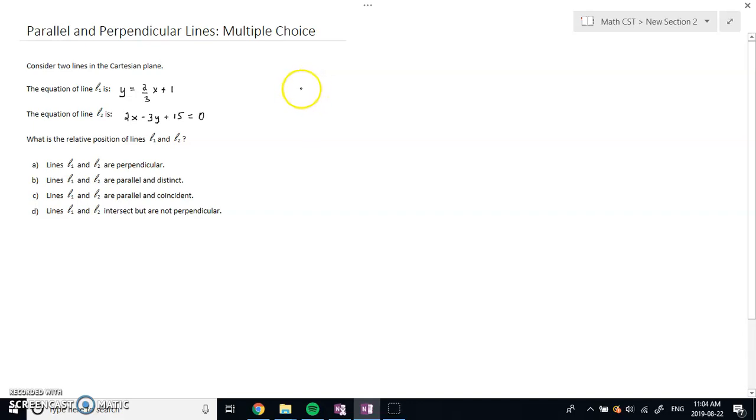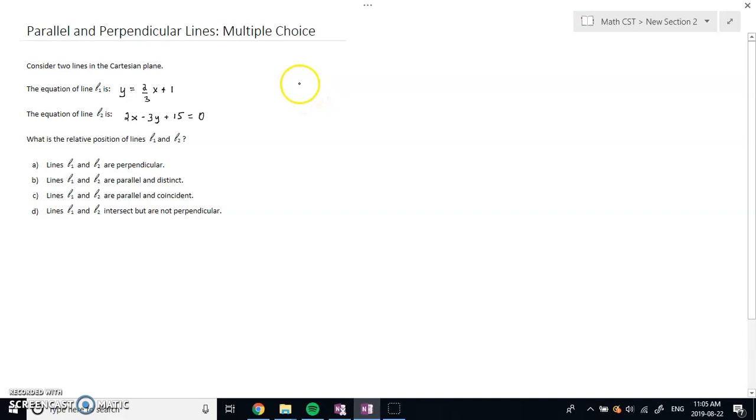Cartesian plane. They tell us that the equation of line L1 is y equals 2/3 x plus 1. And the equation of line 2 is 2x minus 3y plus 15 equals 0. Then the multiple choice question offers four options for the relative position of lines L1 and L2. That they're perpendicular, that they're parallel and distinct, they're parallel and coincident, and that they intersect but they're not perpendicular.